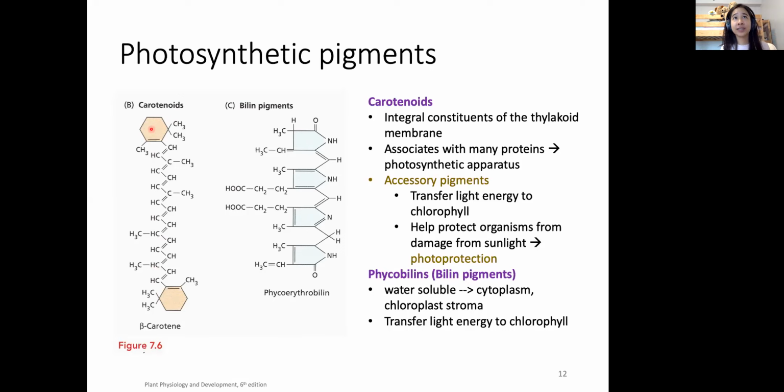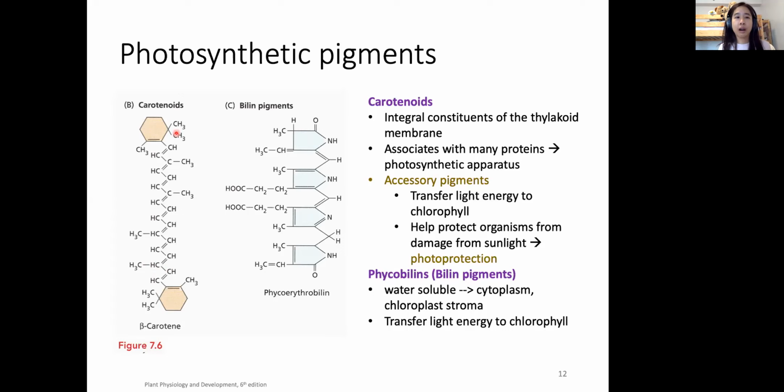It also has 2 rings of carbon here. It absorbs energy, but the energy that it absorbs is not as good for doing photosynthesis. It just absorbs some light energy and transfers that energy to chlorophyll. And for this reason, it's called an accessory pigment, not the main one.